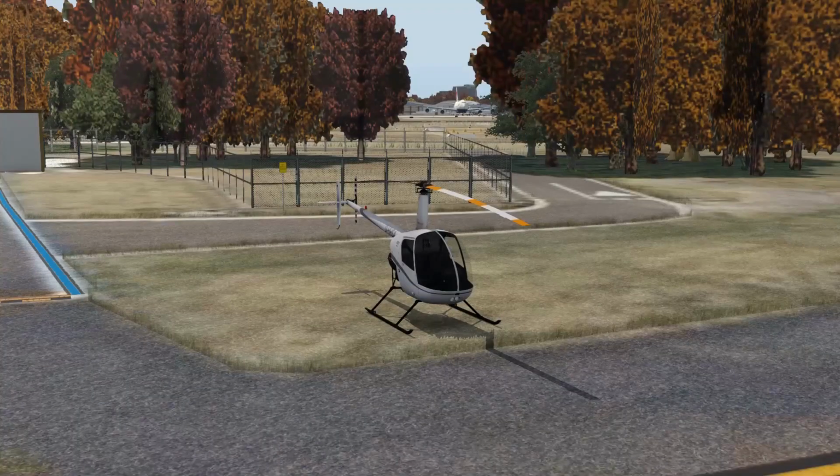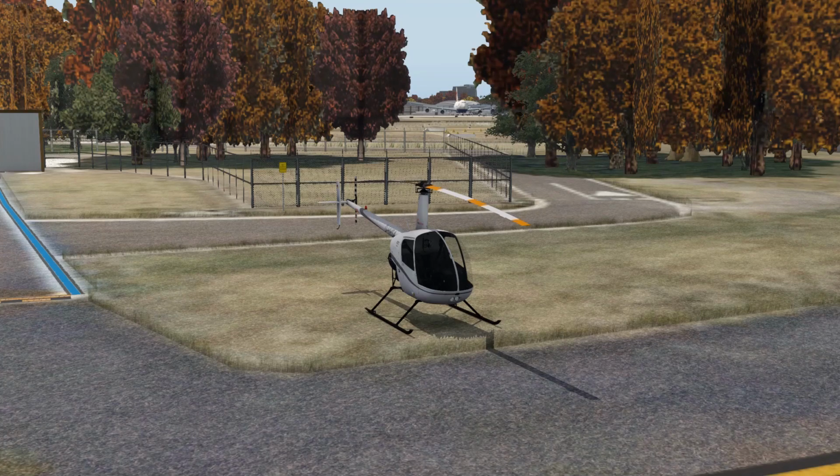Hey guys, welcome back to my tutorial series on how to fly a helicopter on Vatsim and ATC phraseology. Today's topic is understanding the traffic pattern. The traffic pattern is a standard flight pattern used for departing and approaching a runway or runways.